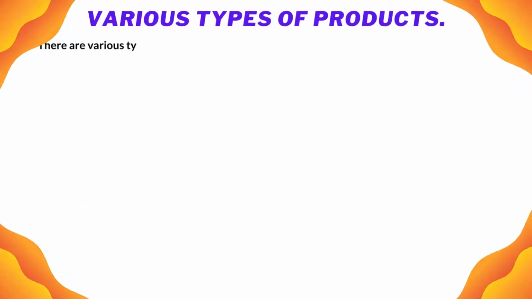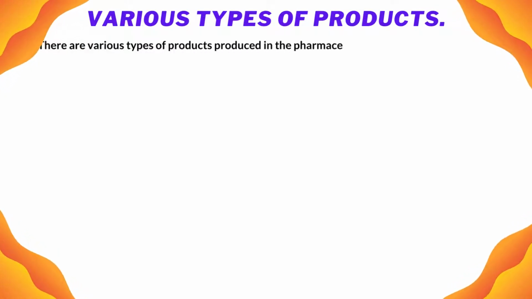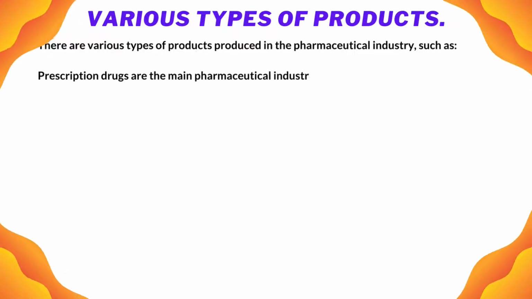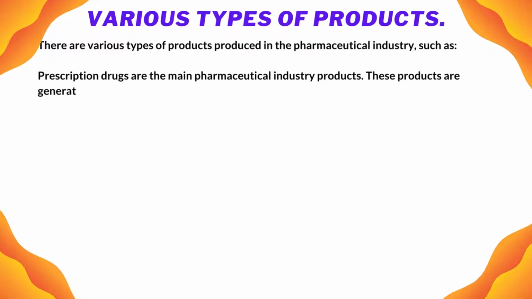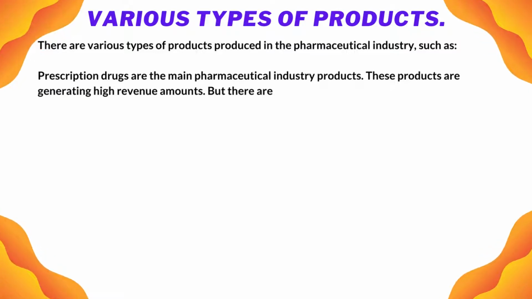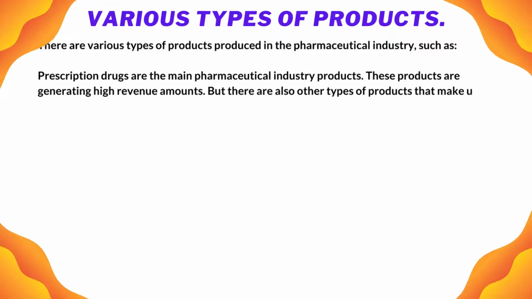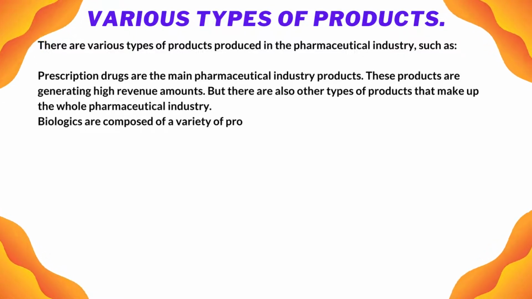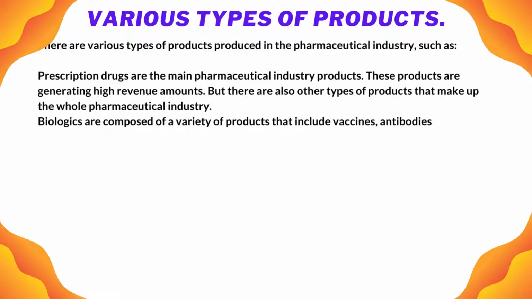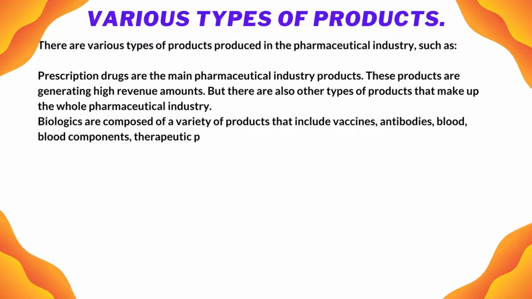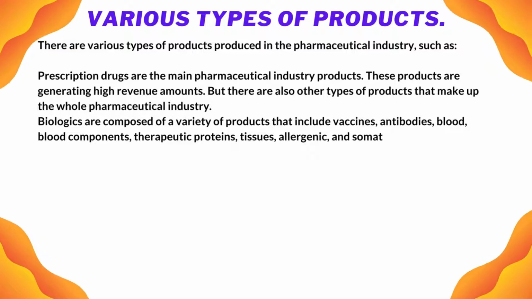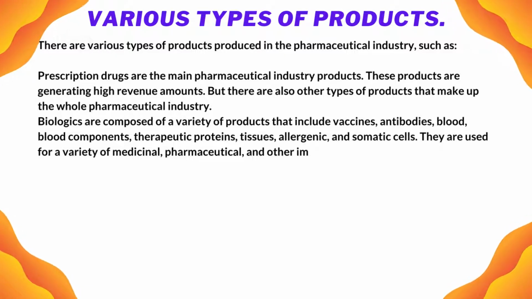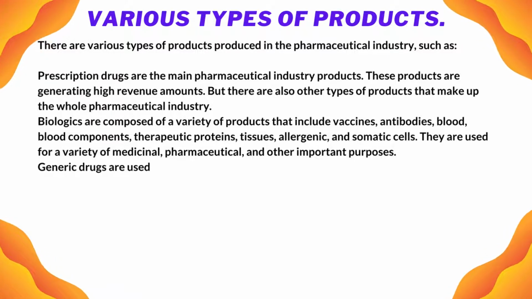Various types of products. There are various types of products produced in the pharmaceutical industry, such as prescription drugs, which are the main pharmaceutical industry products. These products are generating high revenue amounts, but there are also other types of products that make up the whole pharmaceutical industry. Biologics are composed of a variety of products that include vaccines, antibodies, blood components, therapeutic proteins, tissues, allergenics, and somatic cells. They are used for a variety of medicinal, pharmaceutical, and other important purposes.